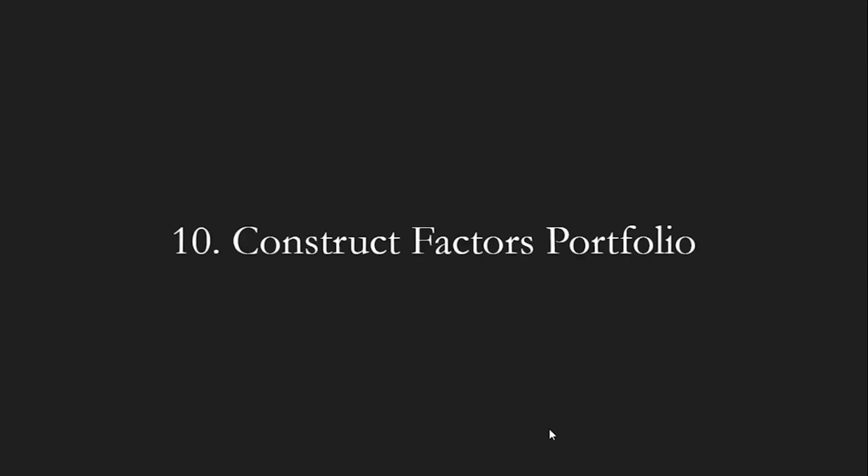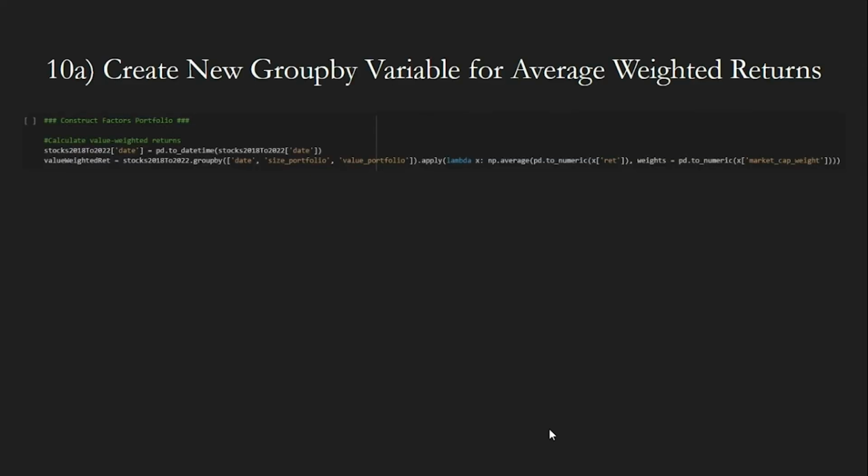Now that we have the complete stocks data frame, we can begin constructing our factors to obtain our final results. To construct our factors, we first create a group by variable to calculate the average weighted return. In the second line here, we essentially create a list with three indices, and the values of the lists are the weighted average of the corresponding size and value of the value portfolio of the date.